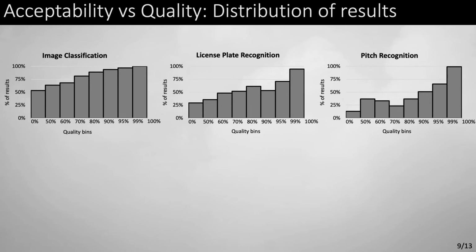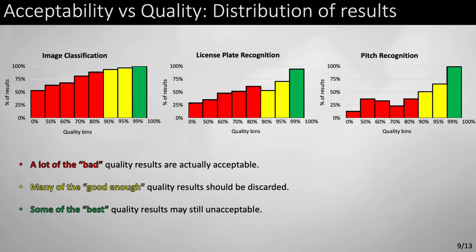These plots show, for each application, how many of the results in the y-axis that met a given quality threshold but were lower than the next one on the x-axis are deemed acceptable by our acceptability metrics. Note that a lot of the bad results in red, which are the ones with lower than 90% quality, are actually pretty acceptable, while many of the better in yellow should be discarded. Even the results that achieve the extra conservative 99% threshold can be not acceptable in green, especially for a less resilient application such as license plate recognition.